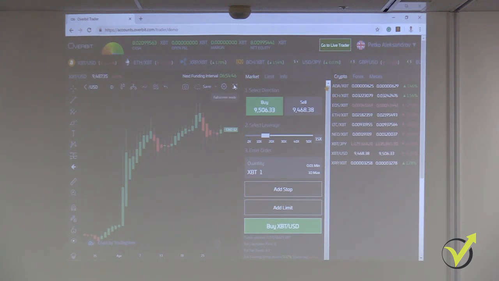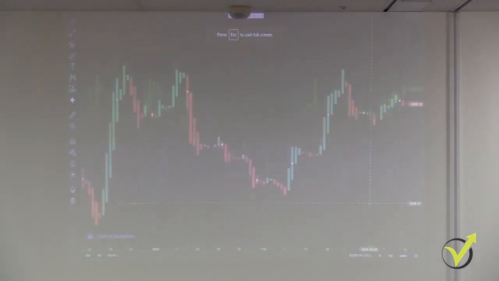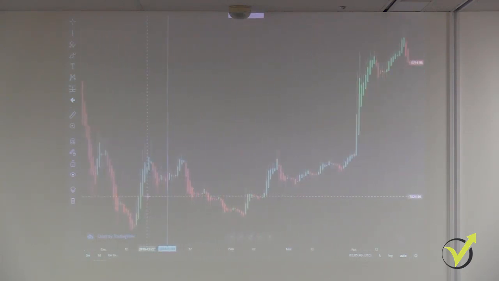So if I go back, for example, to the beginning of the year, and from right here you can do it full screen. And let me just go back to 1st of January. Here it is. I will put a vertical line. Okay, 1st of January.